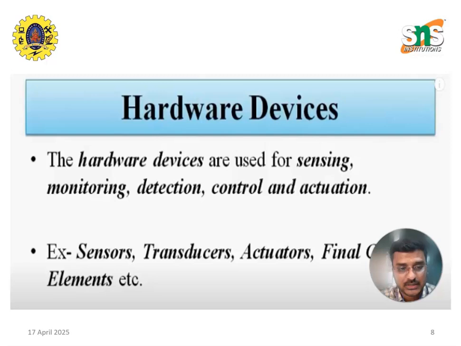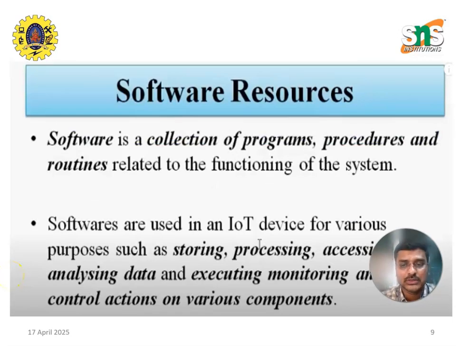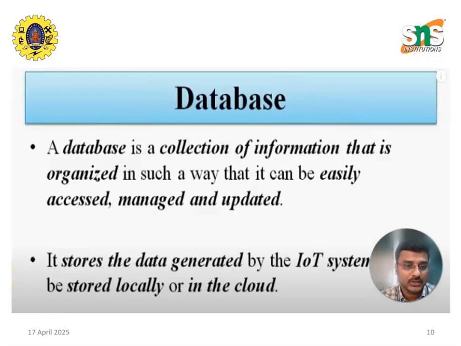Hardware devices, as I told, are the sensing devices, monitoring devices, detection, control, and actuators. Examples are sensors, transducers, actuators, final control elements, etc. Software is a set of programs or procedures used to run the system. Software is used in IoT devices for storing, processing, analyzing the data, and executing a number of processes with the help of the connected internet.